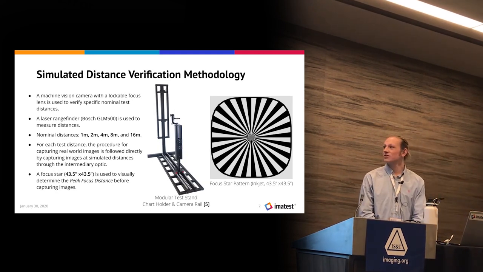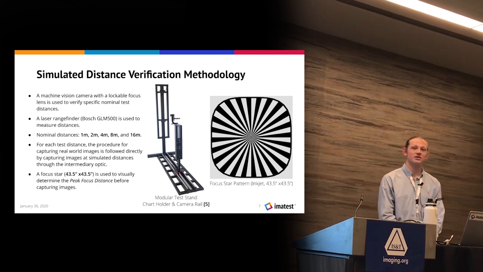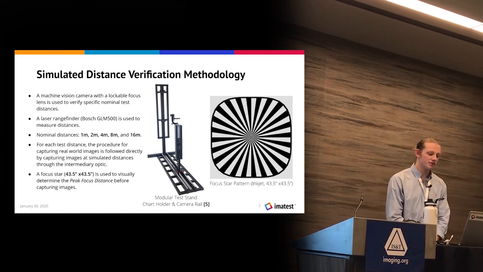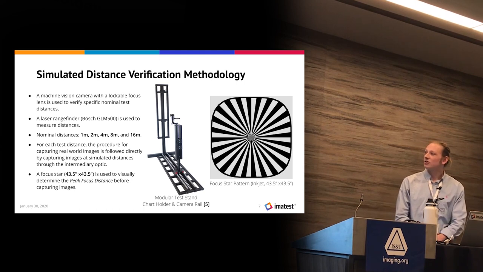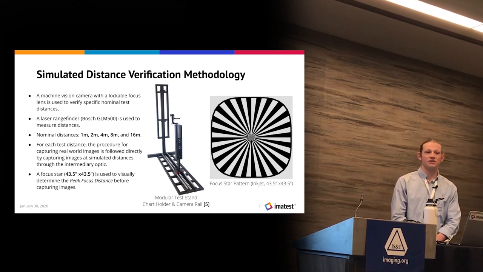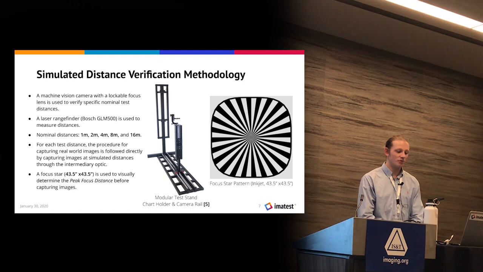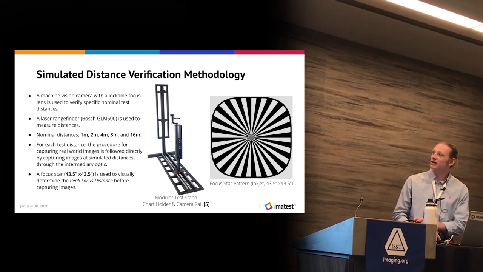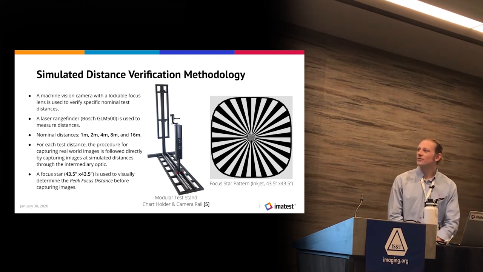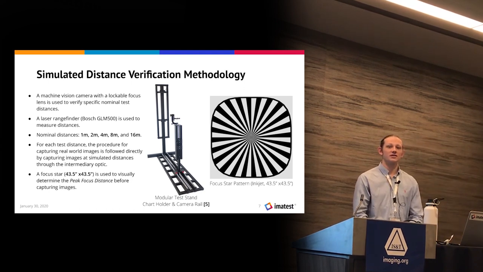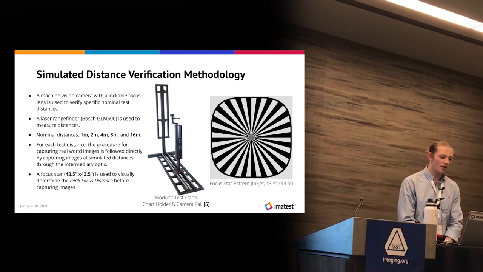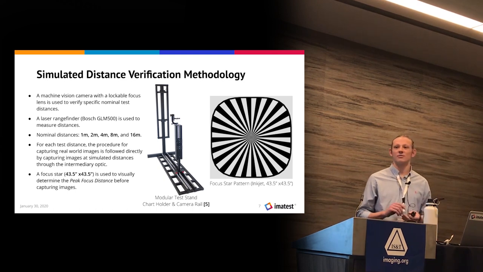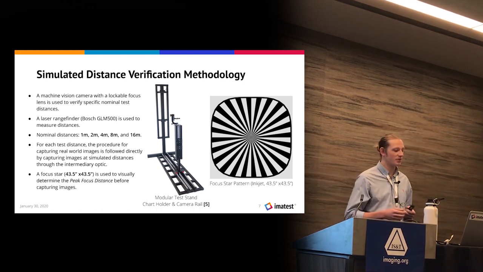We use the Imatest modular test stand to capture images for each real-world distance. We begin by taping a large focus star chart. This is simply a visual aid. We place that on the chart board. To measure distances, we mount a laser rangefinder in place of the camera. The uncertainty of our distance measurements is about plus or minus 1.5 millimeters. We position the camera at the first nominal distance, and we focus the camera on the focus star chart to the best of our ability.